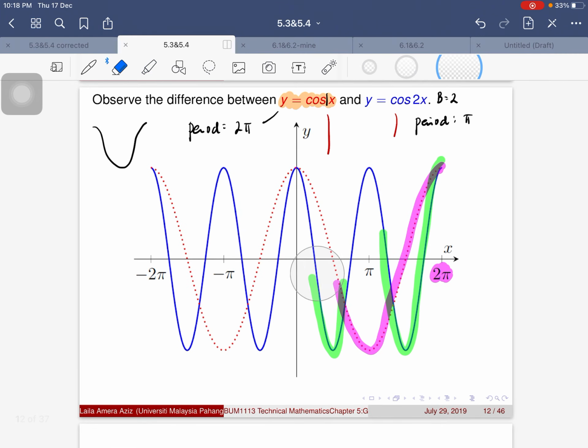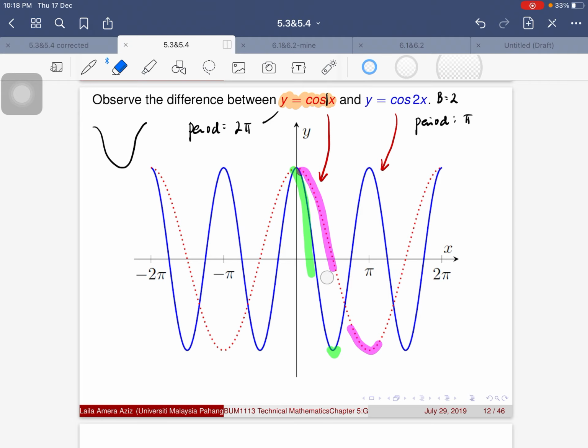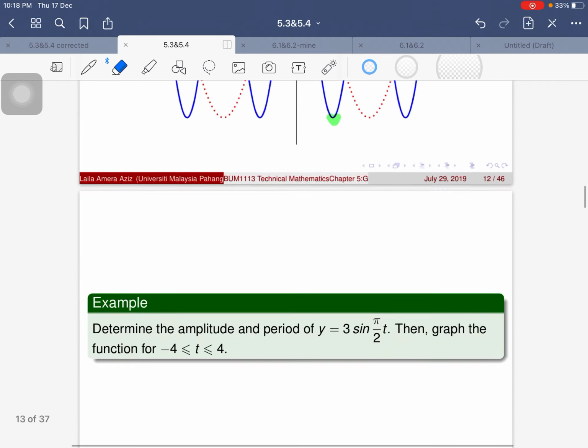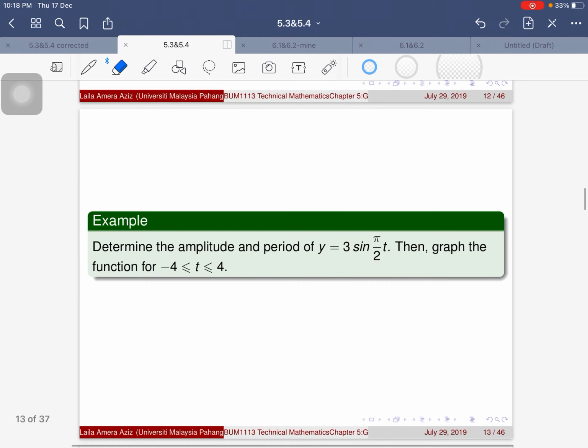So let me clean this, so that it will look neater for your notes. Okay. Right, so now let's catch an example.